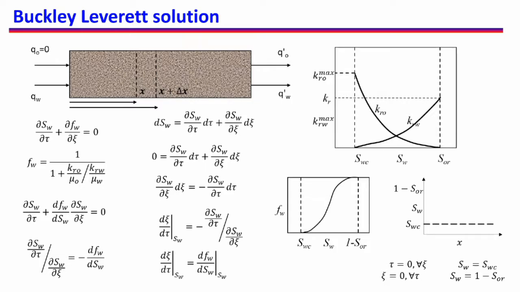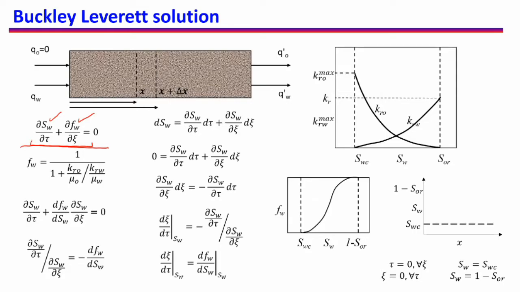Hello everyone. In this video, we will find the solution to the Buckley-Leverett equation that we have derived in the last few videos. In the last video, we non-dimensionalized the Buckley-Leverett equation to give us a relationship between SW and FW, where SW is the water saturation and FW is the fractional flow of water, and the independent variables here are tau and xi, where tau is the dimensionless time and xi is the dimensionless distance.